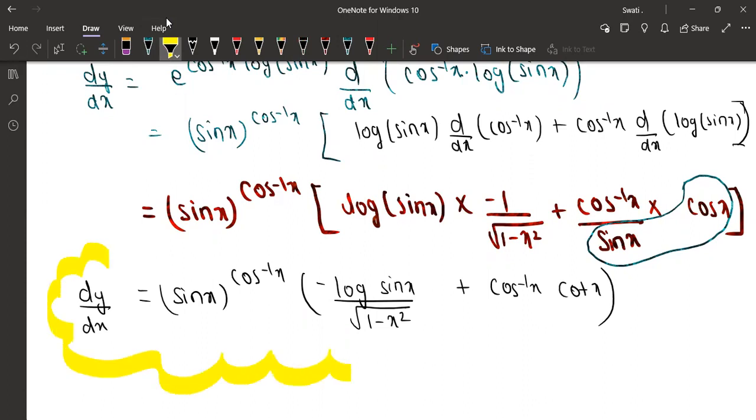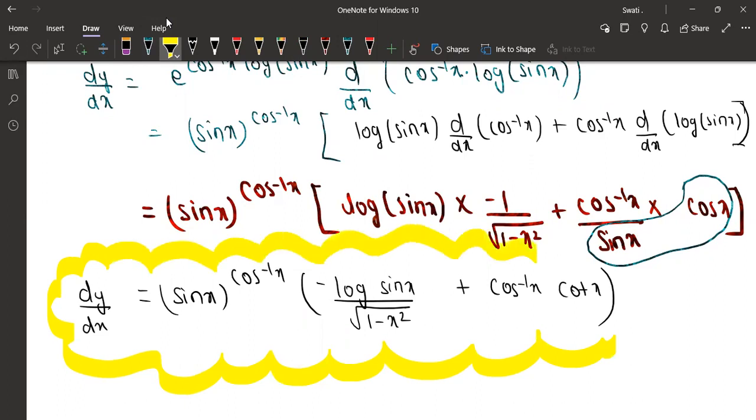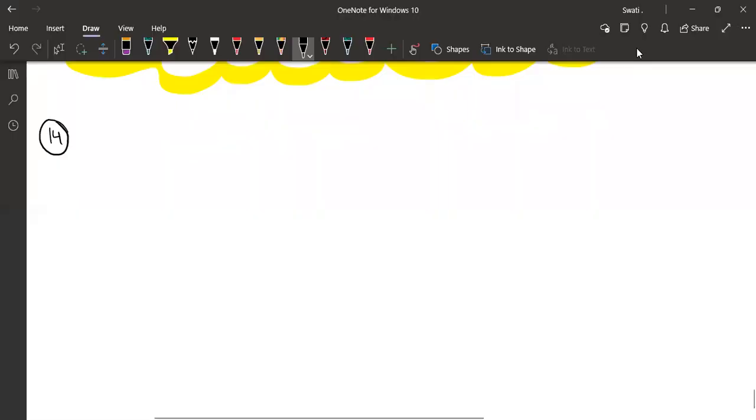Now we have to do 2 more questions. So we are on the second last question after this. So let's start with the next question. So x raised to x raised to x. This is what we need to differentiate.